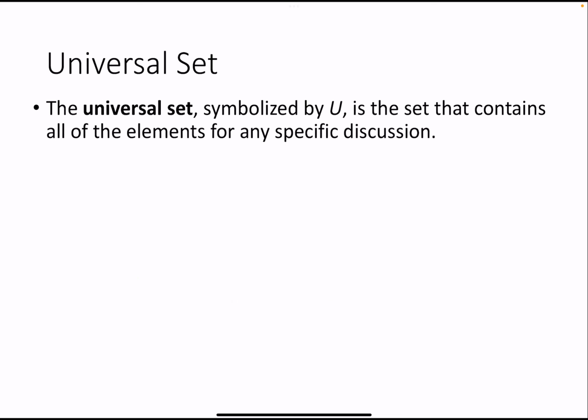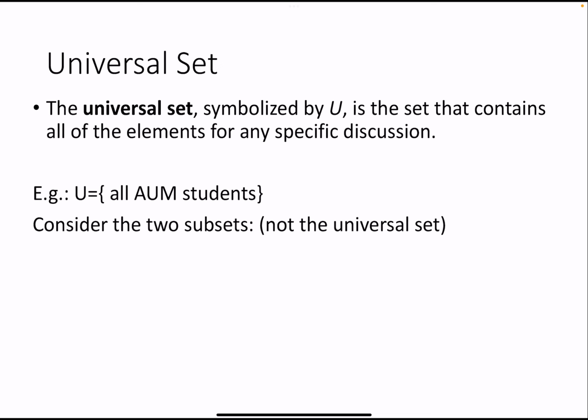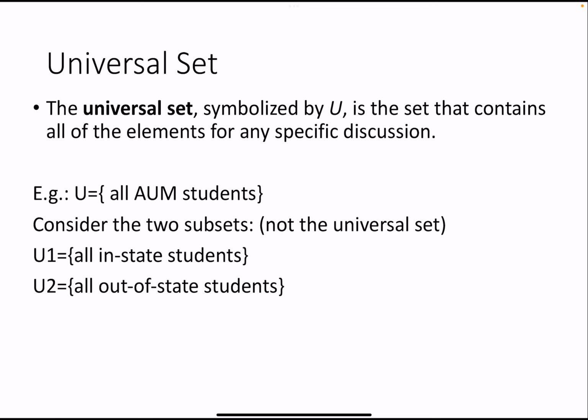So what is a universal set? A universal set just means the entire set under discussion. Okay. For example, we can define our discussion to be restricted to all AUM students. So the underlying universal set, which we denote by U, is the universal set of all AUM students. And you can have two subsets defined within it. For example, U1 is the set of all in-state students, and U2 is the set of all out-of-state students.